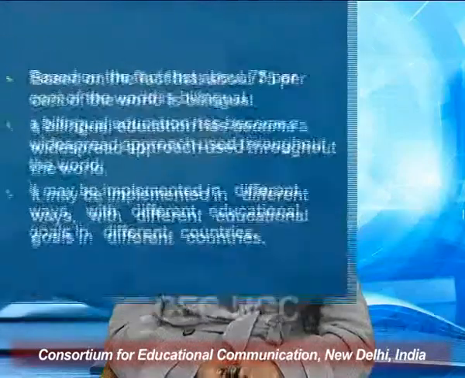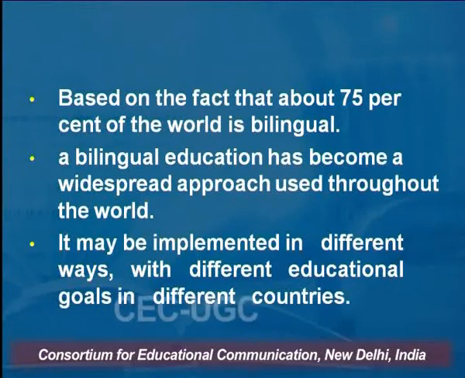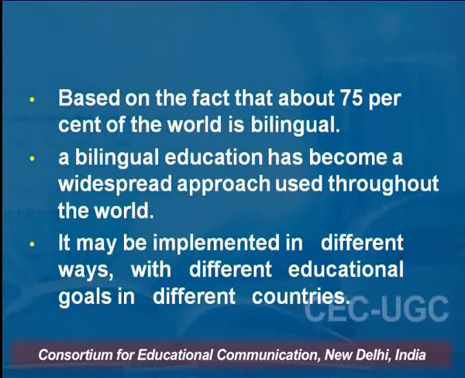Another reason which has been given by academicians and educationists worldwide for why bilingual education should be propagated is the fact that 75% of the world is bilingual, and friends, this being the fact makes it compulsory for us to study in a bilingual system. So this approach should be used throughout the world. It may be implemented in different ways for different educational goals in different countries, but this is something which should be done. This is being accepted by most of the academicians worldwide.